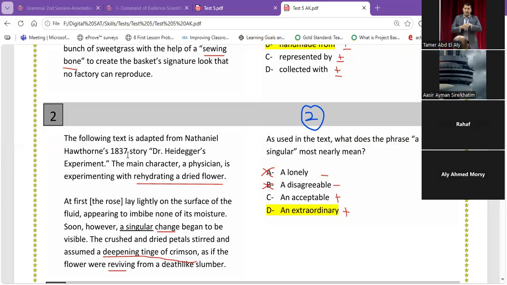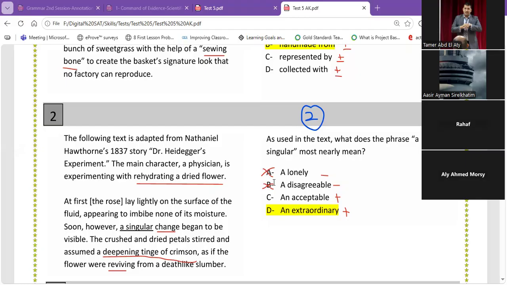It said the following text is adapted from Nathaniel Hawthorne's 1837 story, Dr. Heidegger's Experiment. The main character, a physician, is experimenting with rehydrating a dried flower. It means he is reviving a dried rose. At first, the rose lay slightly on the surface of the fluid, appearing to imbibe, which means to absorb, none of its moisture. Soon, however, a singular change began to be visible. Singular change. There is a change happening.